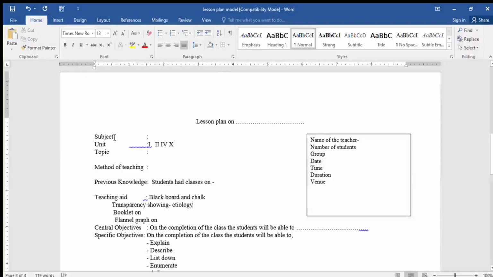So this also means first we have to write the subject, then we have to write the unit, in which unit it comes, then the topic is the same one, lesson plan on.